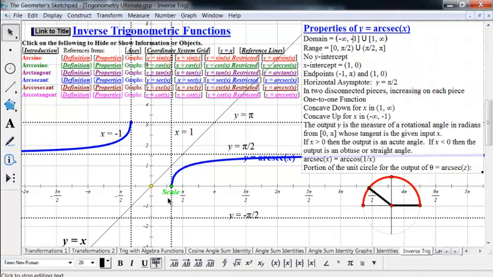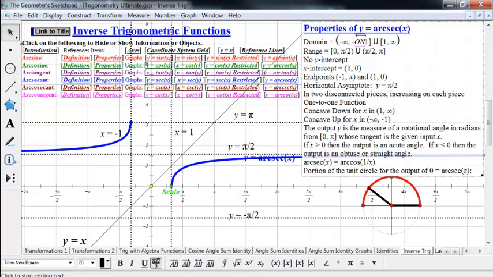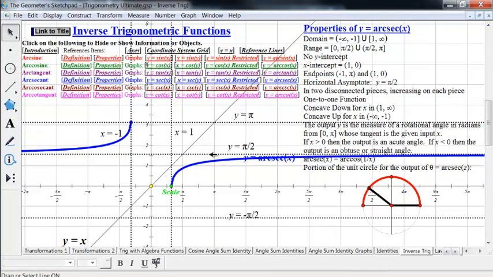It does have a horizontal asymptote right through the middle of the graph. That's right here at y equals pi over 2. And that corresponds, of course, to one of the vertical asymptotes on the y equals secant of x. It is in two disconnected pieces, so it's not continuous. And notice that it does increase on each piece. It's concave up in the second quadrant here, concave down here in the first quadrant.